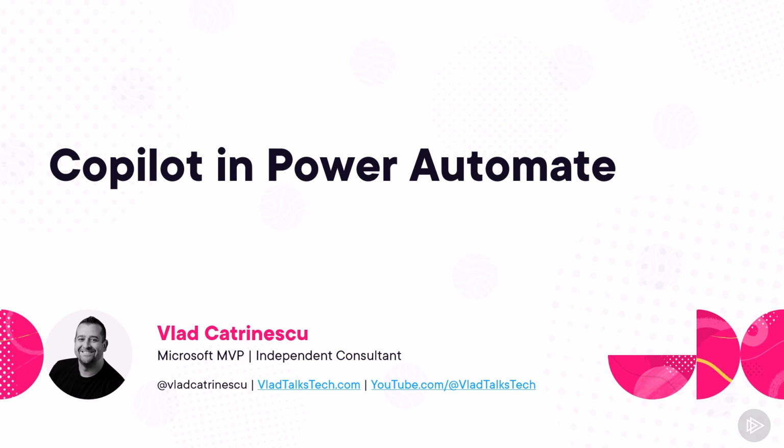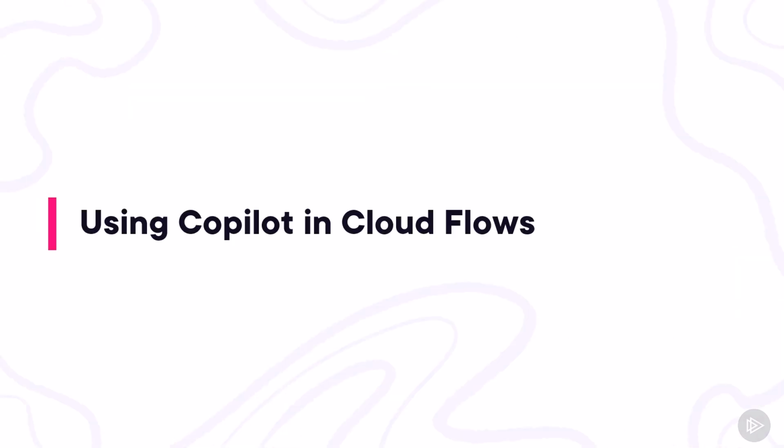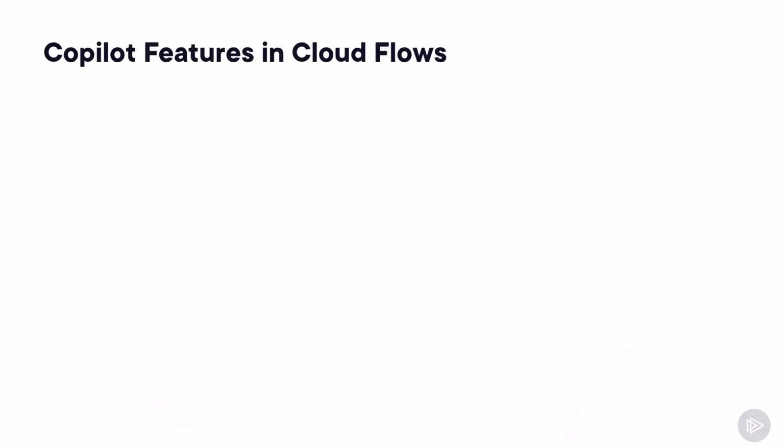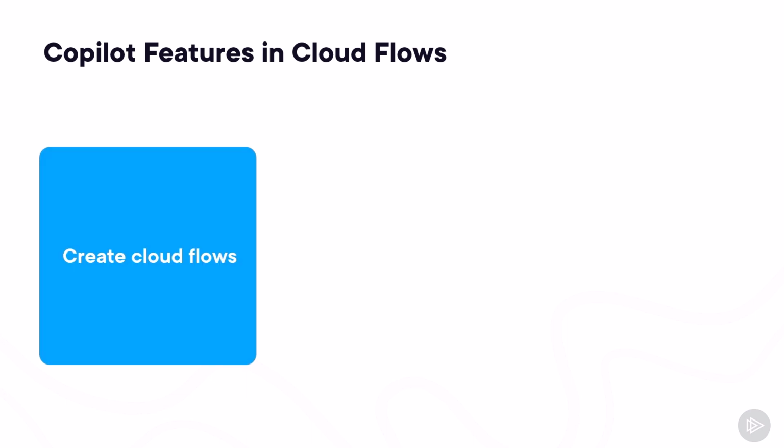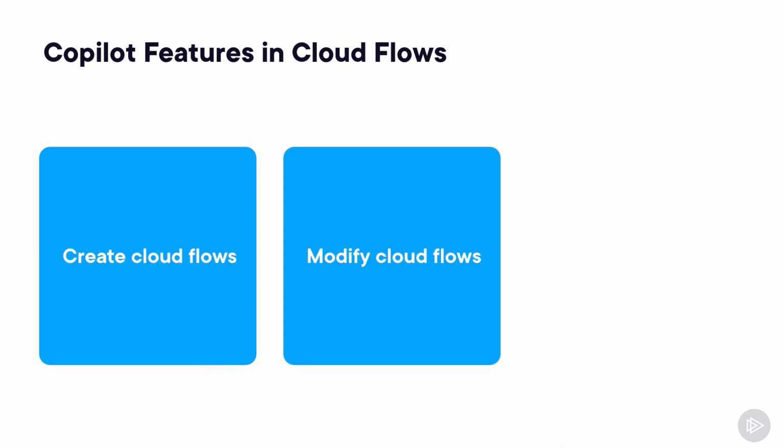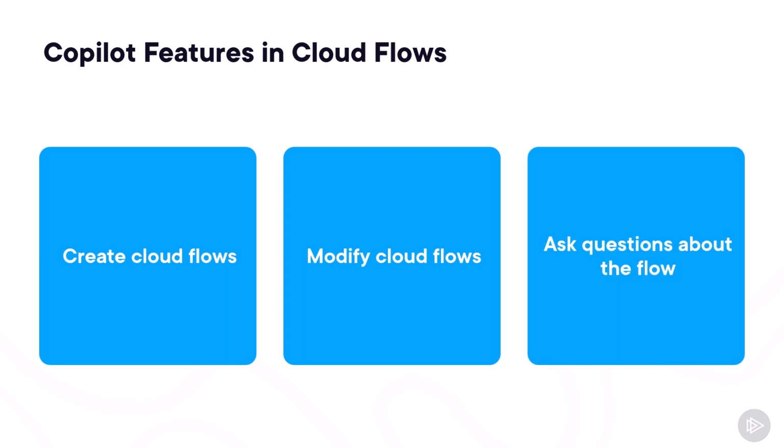Welcome to the third module of this course, in which we will learn how we can use Copilot in Microsoft Power Automate. Let's start by learning how to use Copilot in Cloud Flows. There are three main ways that Copilot can help us with Cloud Flows. First, it can help us create Cloud Flows. It can also help us modify Cloud Flows. And finally, we can ask it questions. For example, describe my flow and more.